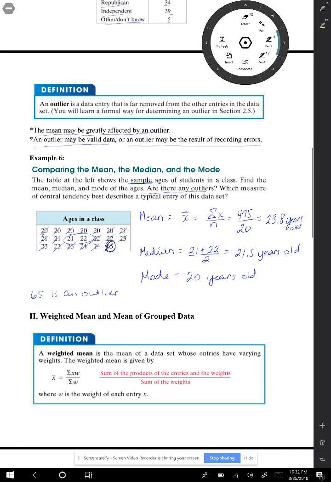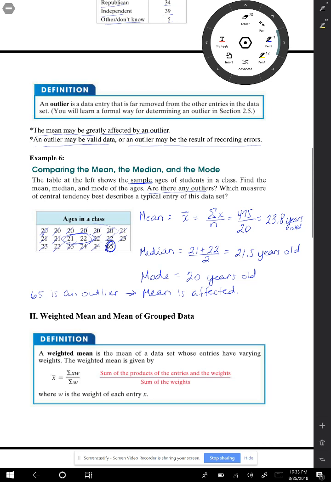And what we want to do is we're going to look at which measure of central tendency best describes a typical entry of the data. Well, the 65 being an outlier, remember that's not going to affect the median and the mode, but it does affect the mean because it wasn't included. The median came from the 21 and 22, and the mode came from all the 20s. So 65 didn't affect those, but it did affect the mean. So by that being an outlier, the mean is affected, which means that it caused the mean to be higher than it would have if the 65 hadn't been there.